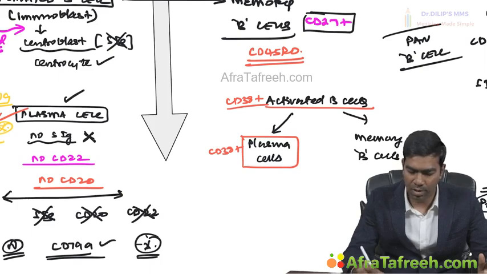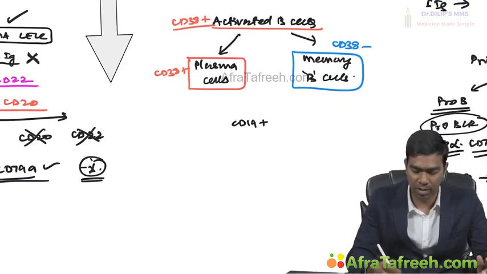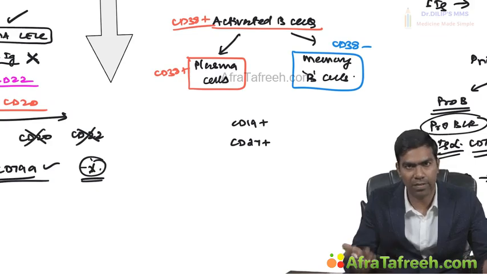But remember, this memory B cell will be CD38 negative. Again, a very important point. Remember, how you can tell it's a memory B cell is, first, a memory B cell will be CD19 positive, which is a pan B cell marker, and CD27 positive, which is an activation marker, which means it's an activated B cell.